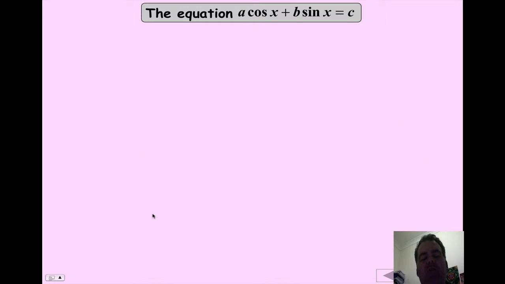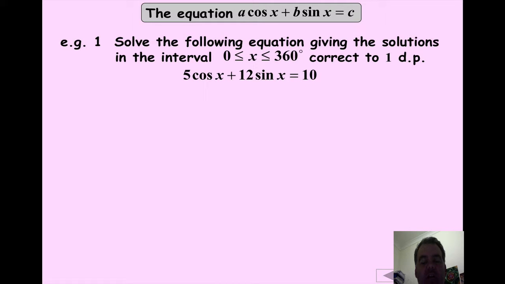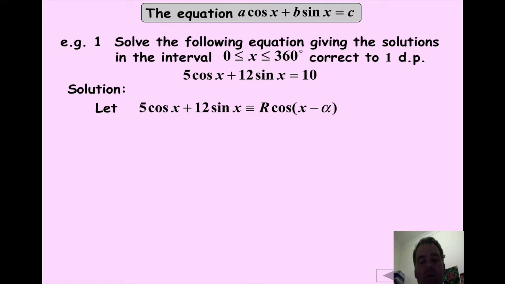So here's an example of using this form to solve an equation now. So 5 cos x plus 12 sin x equals 10. You can see dividing by cos x here is not going to help us. No good, because on the right hand side we're going to have 10 divided by cos x. No good. So the way that we're going to do this is we're going to write it in that form there. Now just note that we could have chosen r sin x plus alpha or r sin x minus alpha. It doesn't matter. In the end you're going to get the same answer anyway.